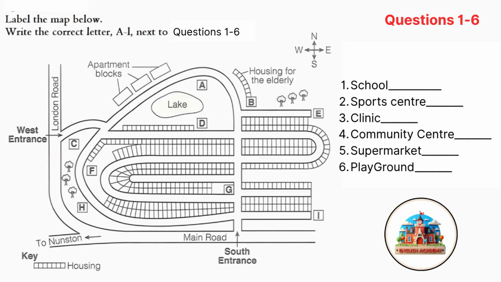A large sports centre is planned with facilities for indoor and outdoor activities. This will be on the western side of the development, just below the road that branches off from London Road.